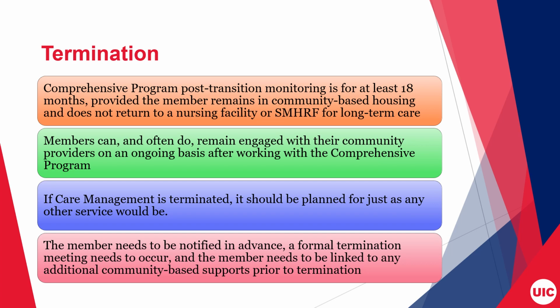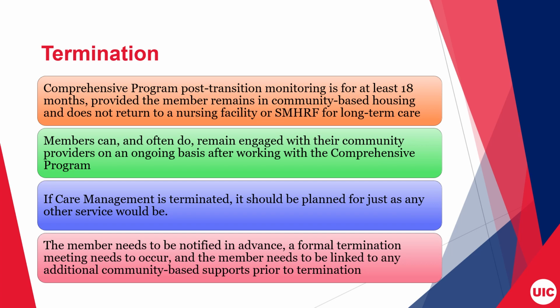If care management is terminated at the end of 18 months, it should be planned for just as any other service would be. The member needs to know that this is coming well in advance, and this should be communicated through a formal termination meeting with the member at the end of the 18-month period. If the member requires additional supports to be in place, the care manager must ensure that there is an effective plan in place to initiate or maintain those services.